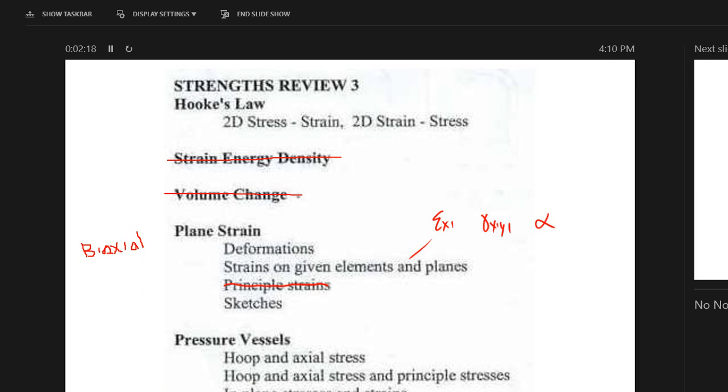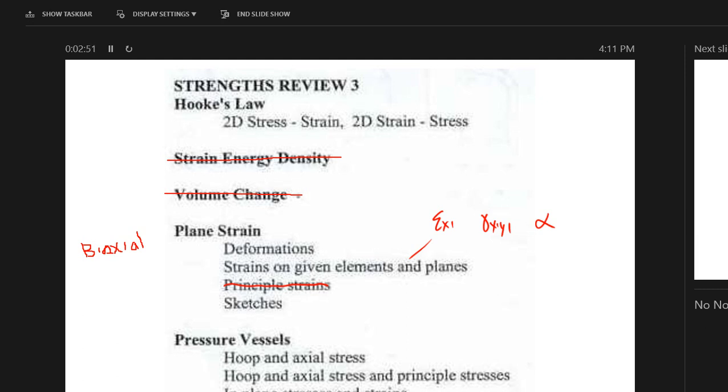So you had that one problem, I think it was 253, for the pressure vessel where you found the hoop and axial. From there you found the stresses at angles. You found the stress on two planes. And then you found the lengthening of a line. Is that 253? I think it is. That's about the welds. Yeah, that is 253. Okay.